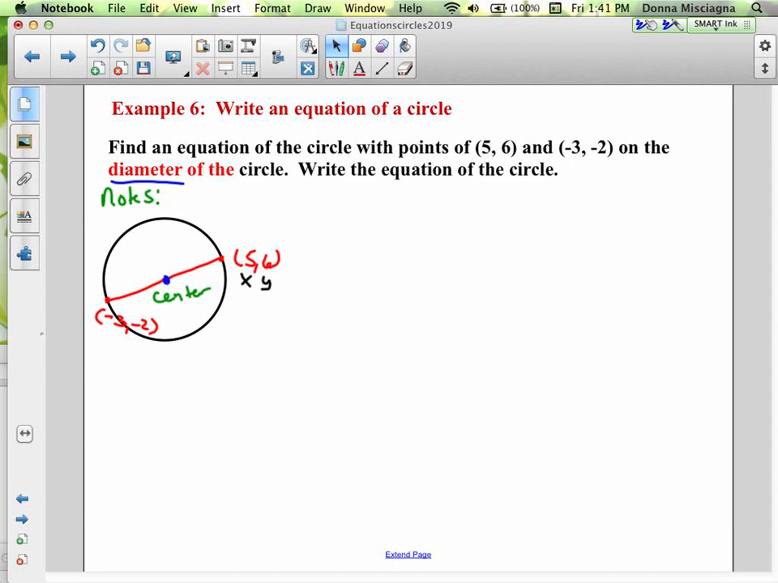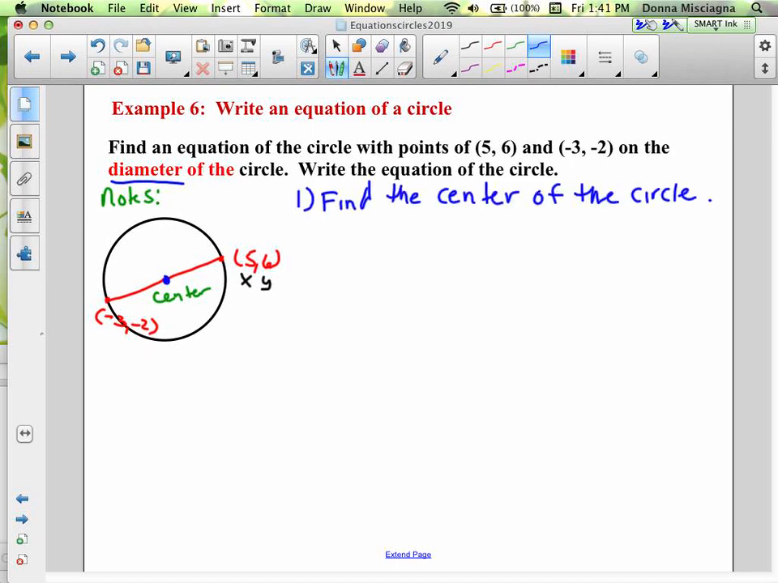And to find the center of the circle, we're going to use the midpoint formula. We used it a teeny weeny bit first semester, but you might have forgotten it.